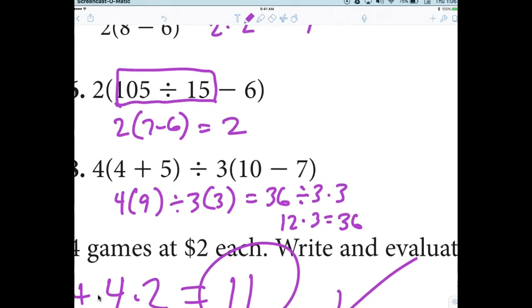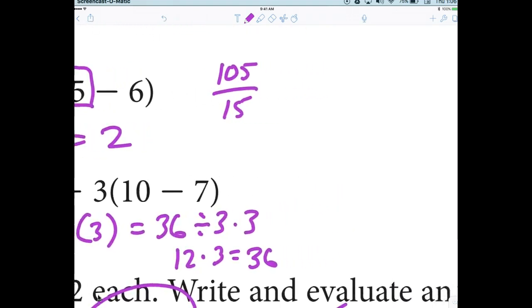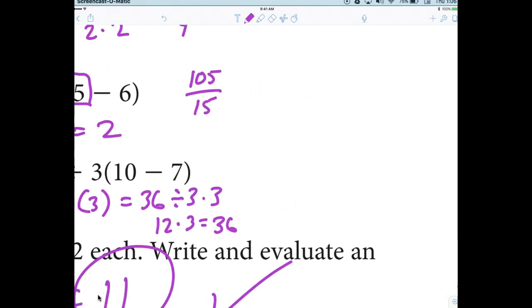Most people, when I say, what is 105 divided by 15? They don't really know, right? Some people know what the answer is, but more than likely, that's not something that just stands out. So what I want to do is show you how to do division so it's easy. So everybody look up.